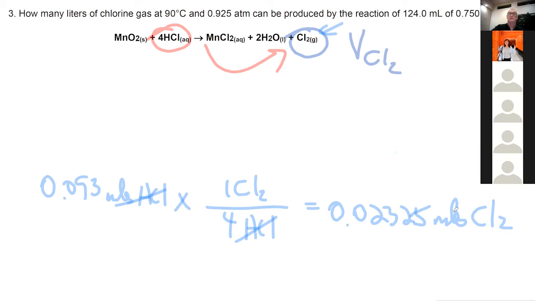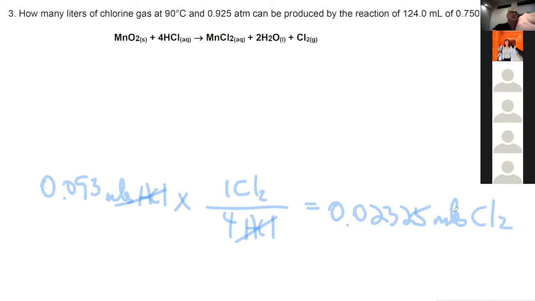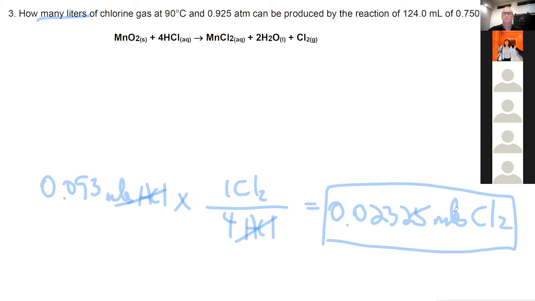So what do we do with this information to give us the final answer? Because our final answer is volume. How many liters of chlorine gas? So what am I going to do with this to turn it into a volume? We will use PV=nRT. We're going to use our friend that we've missed for so long. It's been weeks since we've done any PV=nRT. Right.